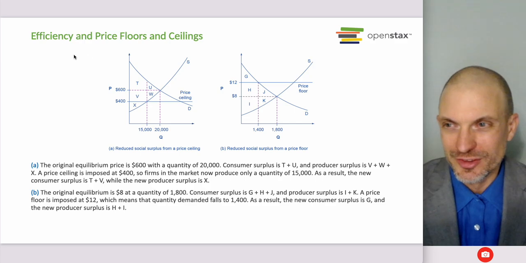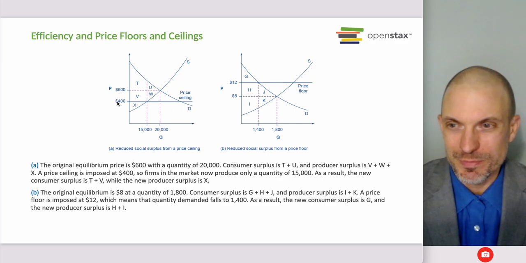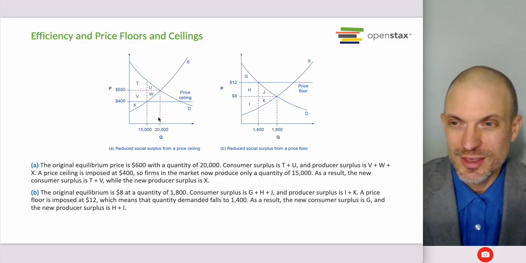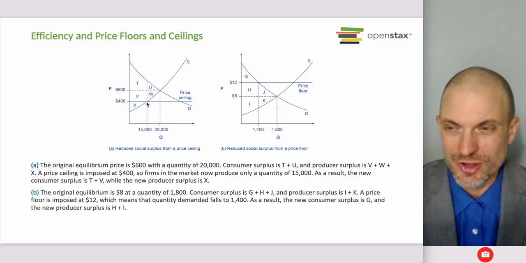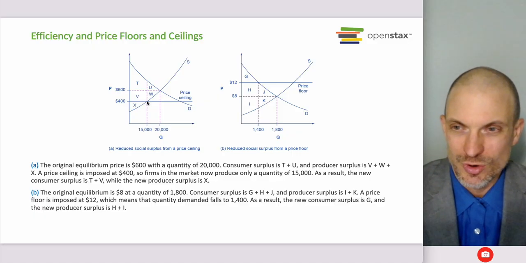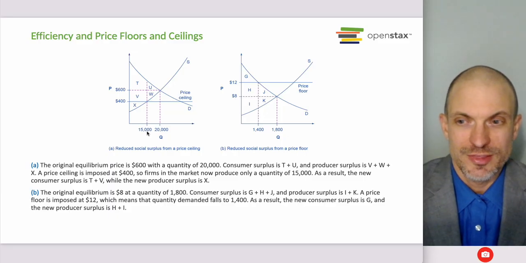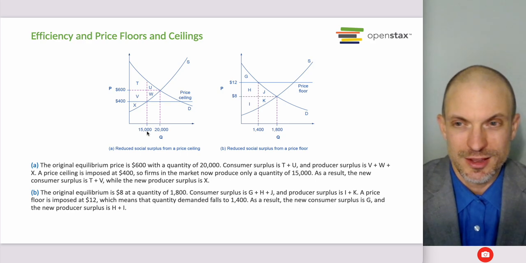Okay. So suppose we have a price floor or price ceiling. Here's a price ceiling. The price ceiling tells us that while the equilibrium price is 600 and equilibrium quantity is 20,000, the price ceiling is not allowing the price to rise above 400. So the quantity actually supplied is 15,000. Now, I like introducing a concept called the quantity traded or the quantity transacted. That tells us how much actually changes hands. That's always the smaller of quantity demanded or quantity supplied in price floor or price ceiling examples.